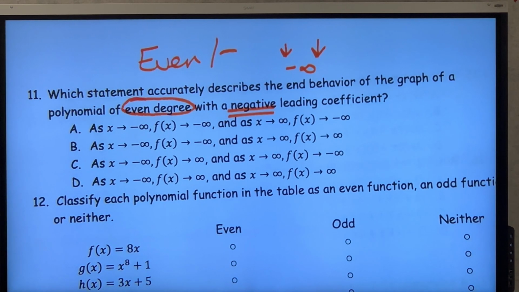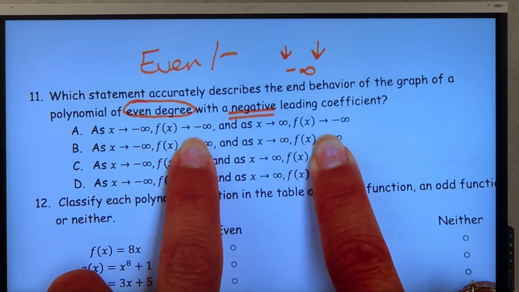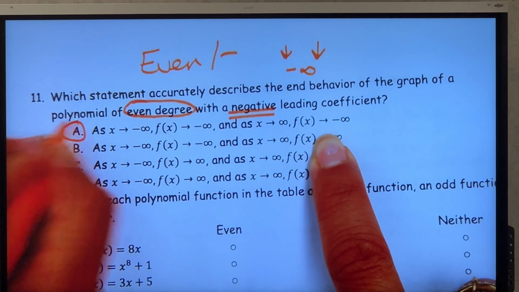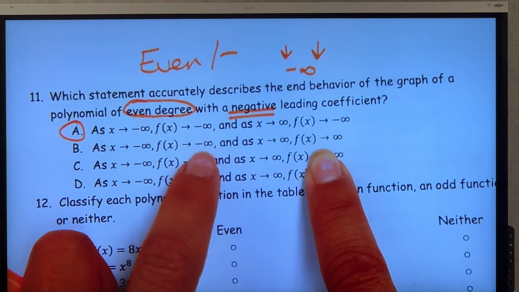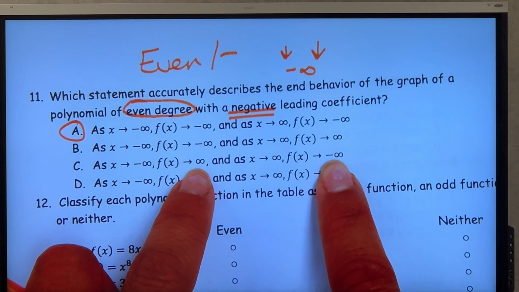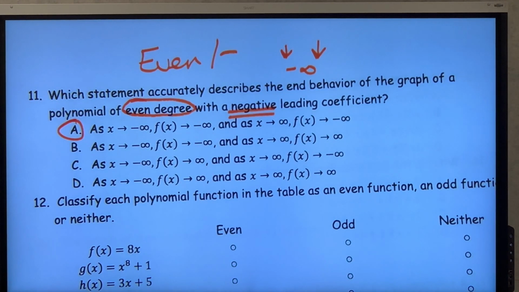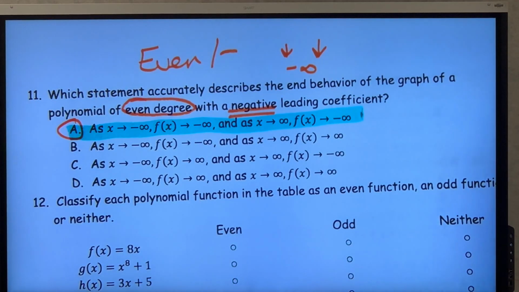So I'm looking for basically f of x, because f of x is y, going to negative infinity on both ends. So I'm looking at just the f of x. This one shows down on both ends, so A is it. B says down on the left, but up on the right. C says up on the left and down on the right. D says both going up, because both of those are positive infinity. But I need both going down, so A was it. So remember, x approaching an infinity, that's your left or your right. F of x approaching an infinity, that's your up or down. But here, the x will always be both.